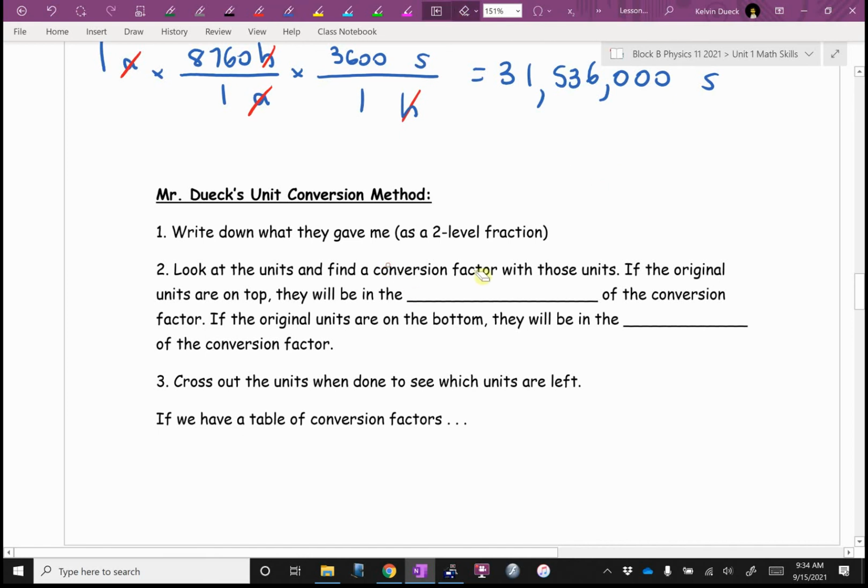Look at the units and find a conversion factor with those units. If it's a metric prefix, it's on your green sheet. If the original units are on top, they will be on the bottom of the conversion factor. If the original units are on the bottom, they'll be on the top of the conversion factor. If it's a metric prefix, it goes where the letter isn't. So it goes where the mega or the kilo or the milli or the micro isn't. The 10 to the goes where it isn't. Cross out the units when done. It's a good way to check to see which units are left.